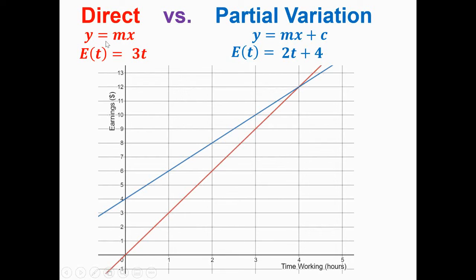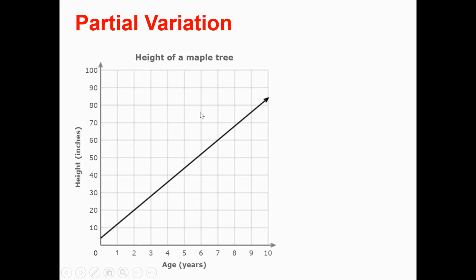So let's shift our focus from direct variation now to partial variation and look at some examples like this. So here's a partial variation example. This is the one from the opening slide. We have the height of a maple tree over time based on age here in years. And you can see it's rising up here. And you can clearly see here that the y-intercept is not 0. So right away, this tells us this is not direct variation. This is partial variation. We need a full y equals mx plus c formula.